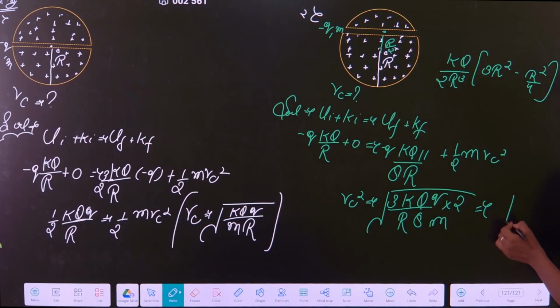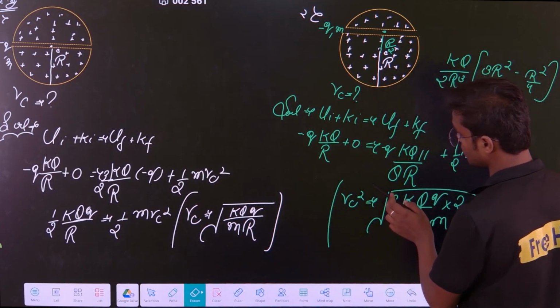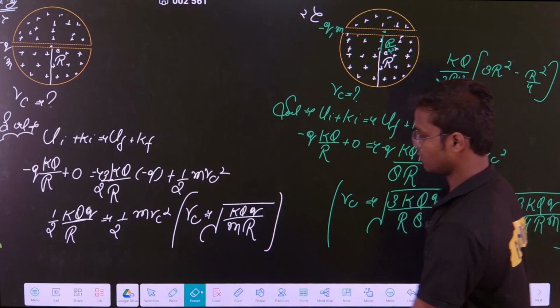This value will become root over of 6, or we can do one thing, it will be 4 3 k capital Q small q by 4 r into m. That is the velocity. Okay, that is our velocity.